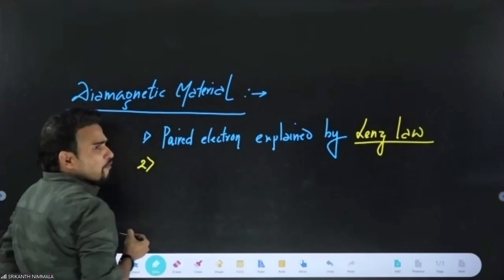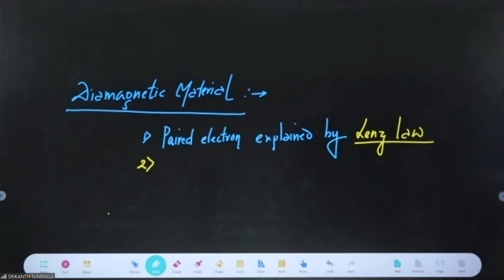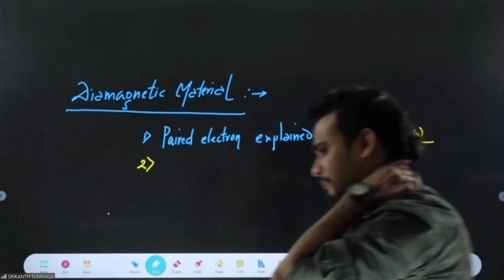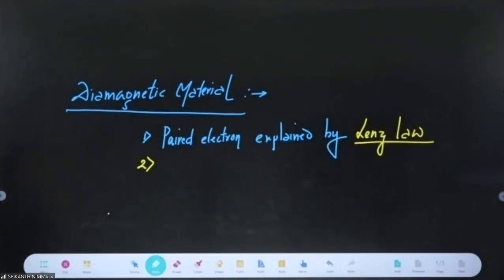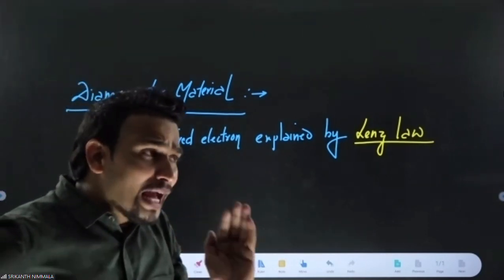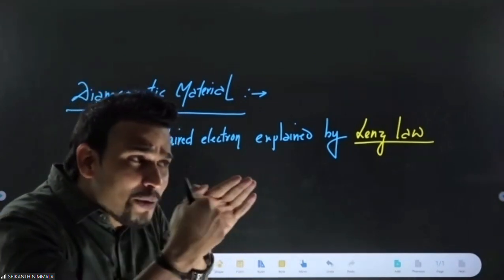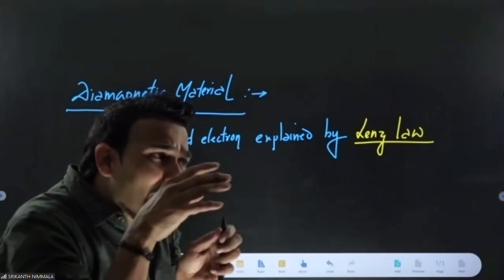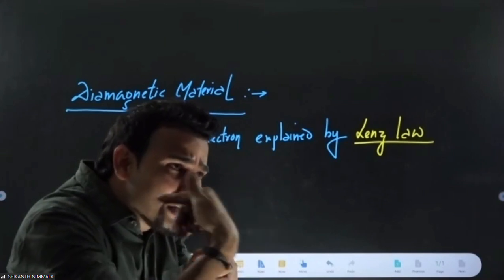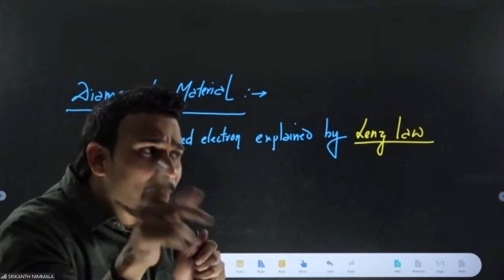In these type of materials, if you understand one material, the rest you'll understand very fast. In these type of materials, the magnetic field induced is opposite to the applied. Just now we studied, one applied field will be there, one induced field will be there. If you apply along the x-axis, they will develop a magnetic field along the negative x-axis.